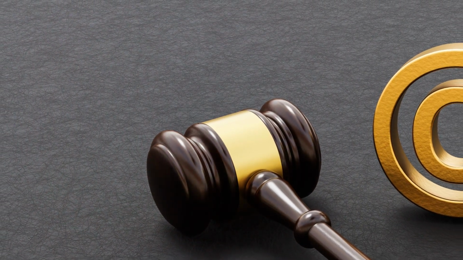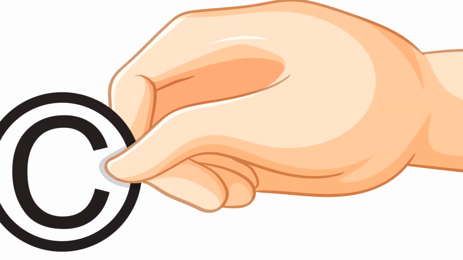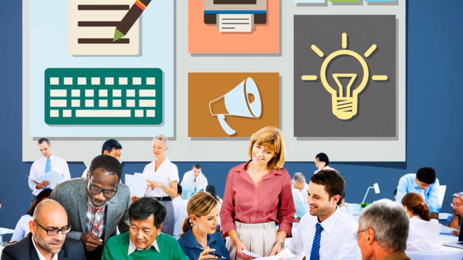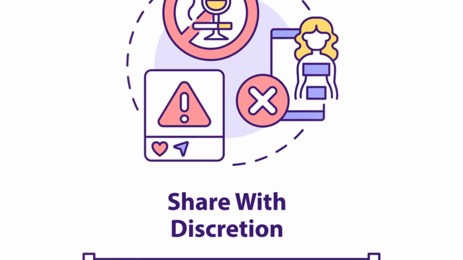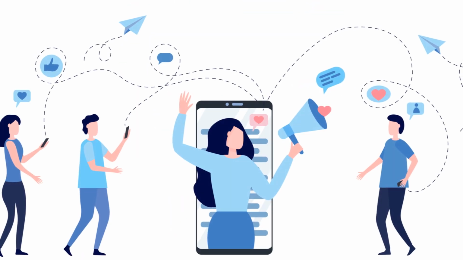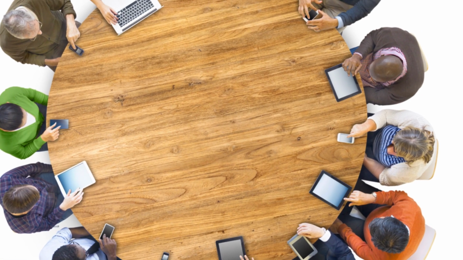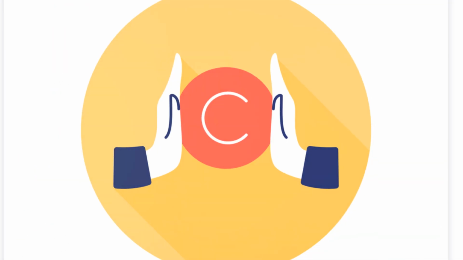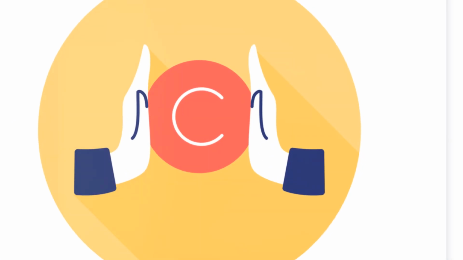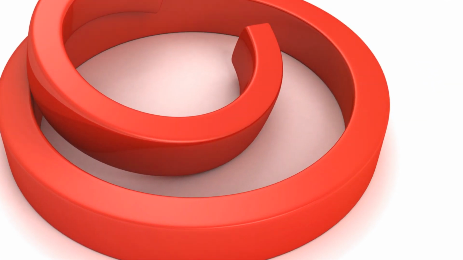Fifth, respect copyright laws. Always respect copyright laws. If you're unsure whether you can share certain content, it's best to ask for permission from the original author. Remember, the goal of content curation is to provide value to your audience by gathering and sharing relevant content. Proper citation not only respects the original creators, but also enhances the credibility of your curated content.